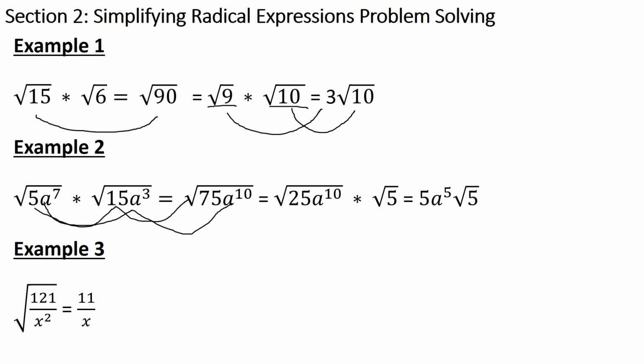And I can simplify this. That equals square root of 25a to the 10th times square root of 3. Square root of 25a to the 10th is 5a to the 5th. And left over is the square root of the remaining factor. And square root of 121 over x squared. Square root of 121 is 11. Square root of x squared is x.